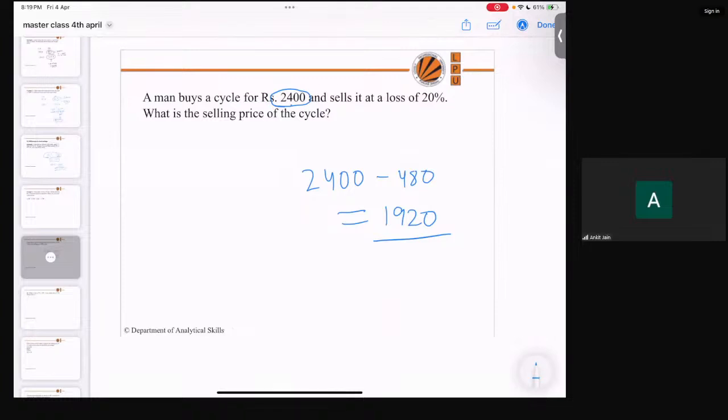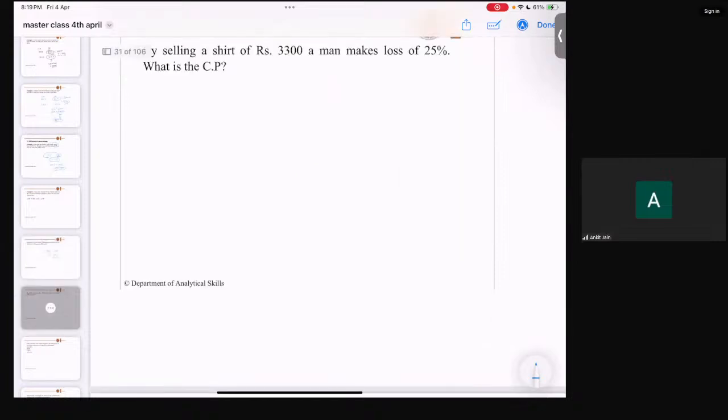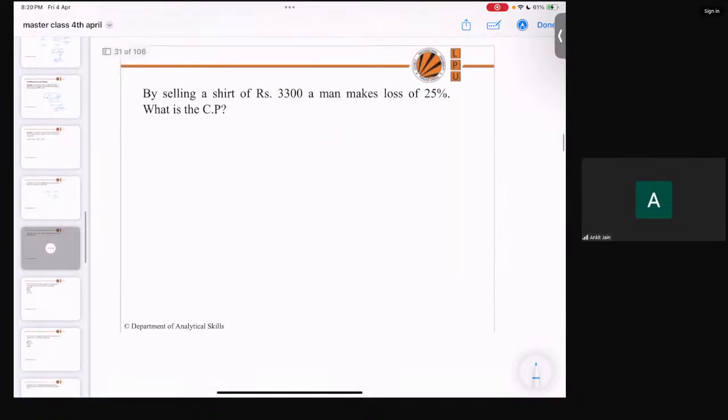Arpit gave the right answer. Shubham Sharma gave the right answer. Very good. Bhavni gave the right answer. Okay. Next question.